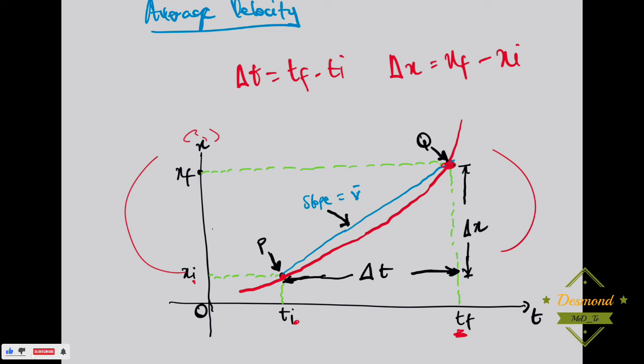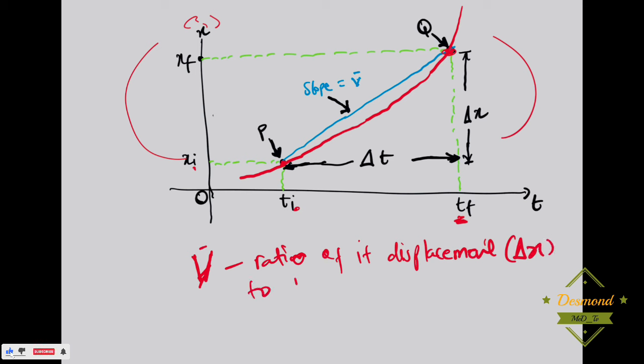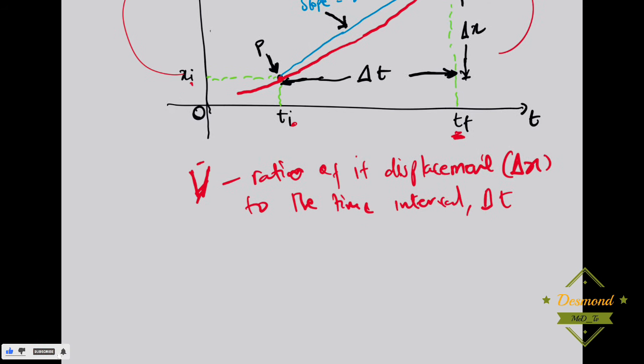One of the several quantities associated with the phrase "how fast a particle moves" is the average velocity, which is defined as follows. The average velocity, v, of a particle is defined as the ratio of its displacement, that is delta x, to the time interval, delta t. That is, the average velocity is equal to delta x over delta t.